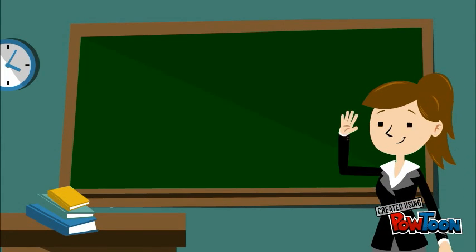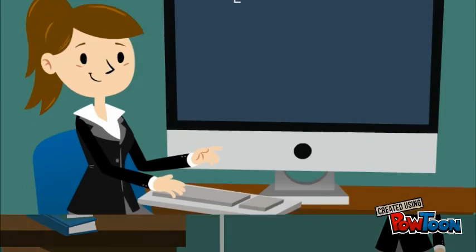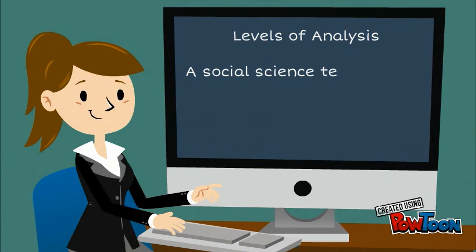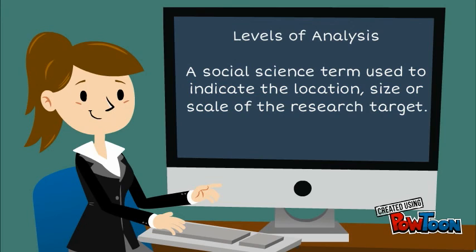Good afternoon, class. Today, I will be teaching you the difference between a micro and macro level of analysis. First, I must explain to you what a level of analysis is. A level of analysis is a social science term used to indicate the location, size, or scale of the research target. Different social sciences use different levels of analysis.